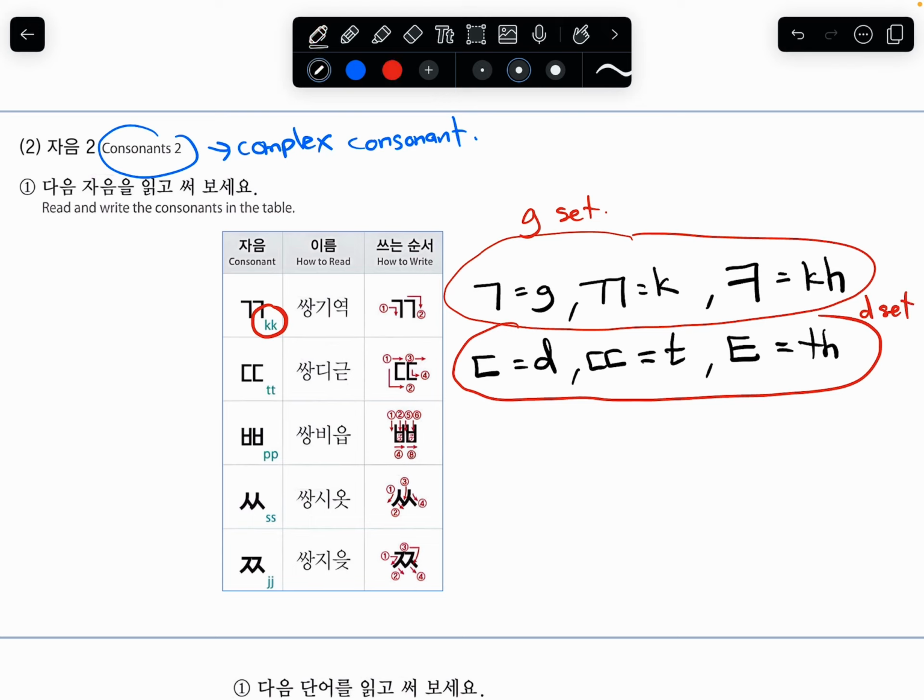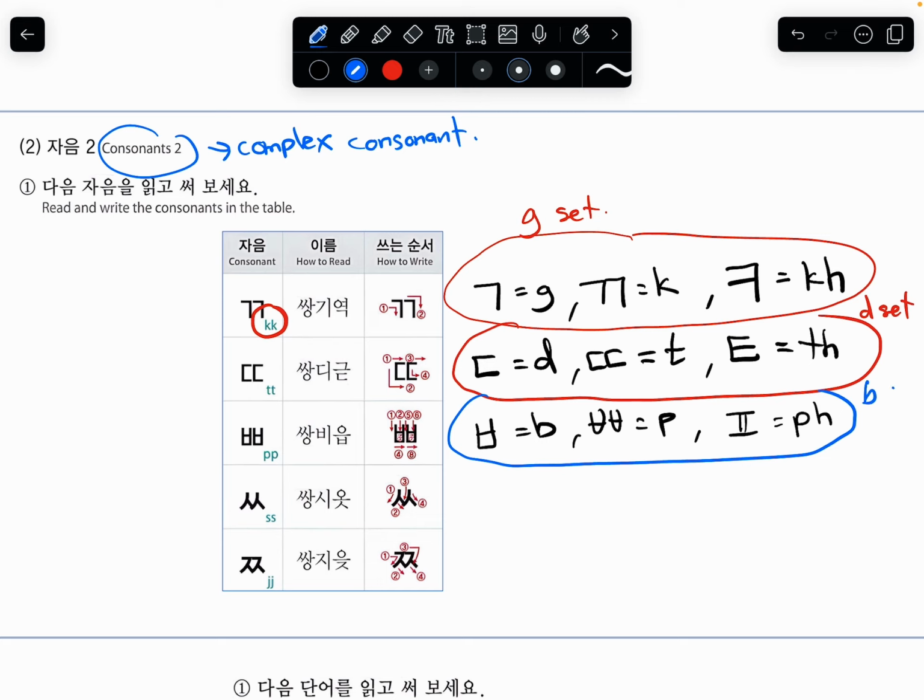And then we have B set. This one is B. When we double it, the sound will be P. And when you put the shape like this, the sound will be PH. Okay, so this is B set. And then we have S. This one is S, and if you have double S, the sound is actually more to TH, but not a strong one, okay, not a strong one. So the sound is kind of like sa, sa, sa. This is sa, sa, sa, okay.